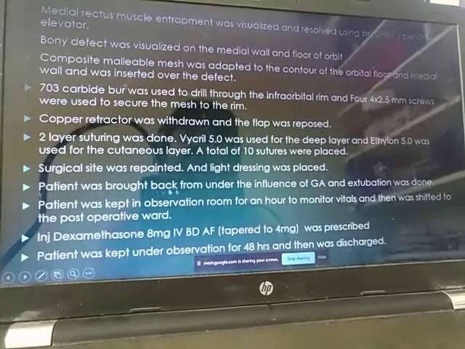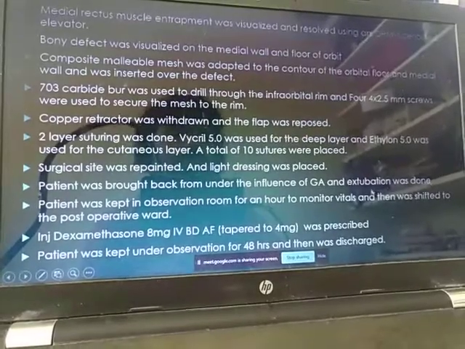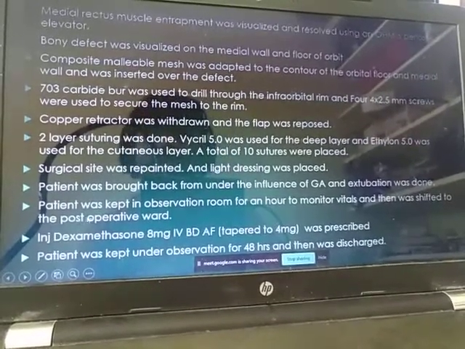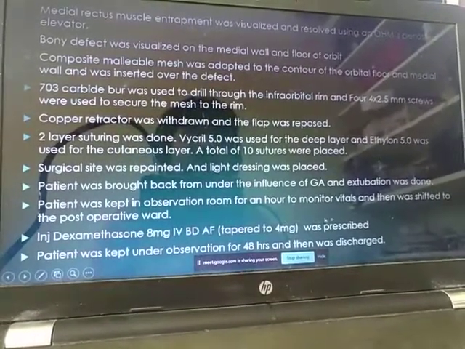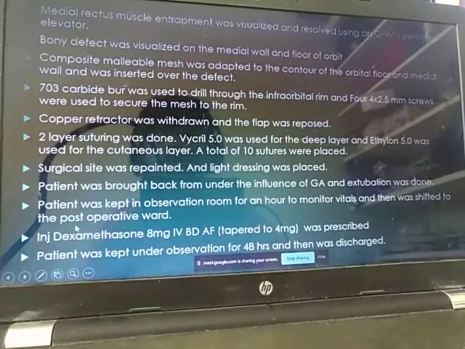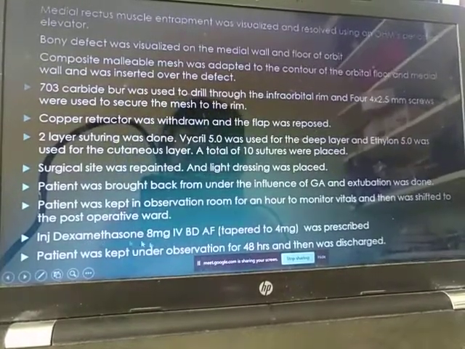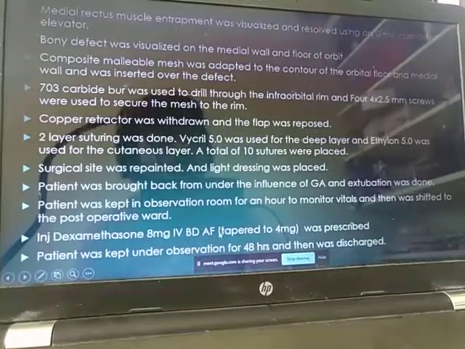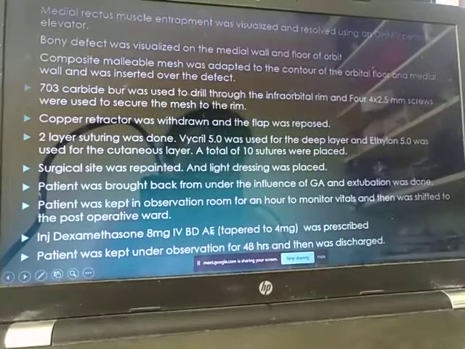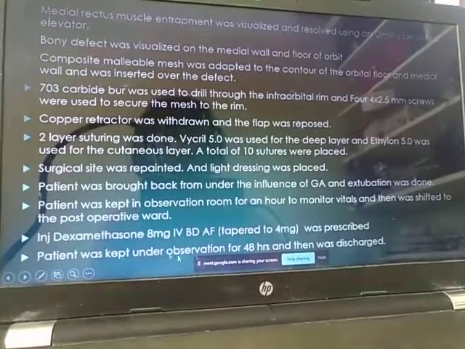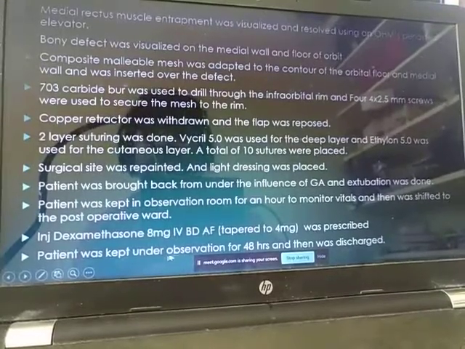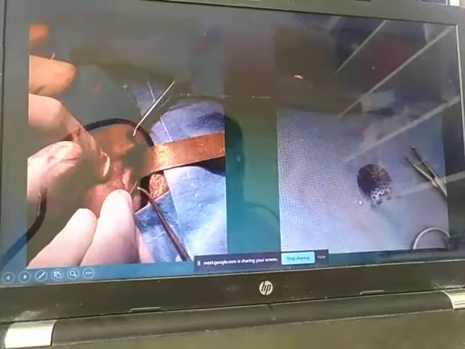The patient was brought back from under the influence of GA and extubation was done. The patient was kept in the observation room for an hour to monitor the vitals and then was shifted to the post-operative ward. Injection dexamethasone 8 mg IV BD after food was given, which was to be tapered to 4 mg. The patient was kept under observation for 48 hours and then discharged.